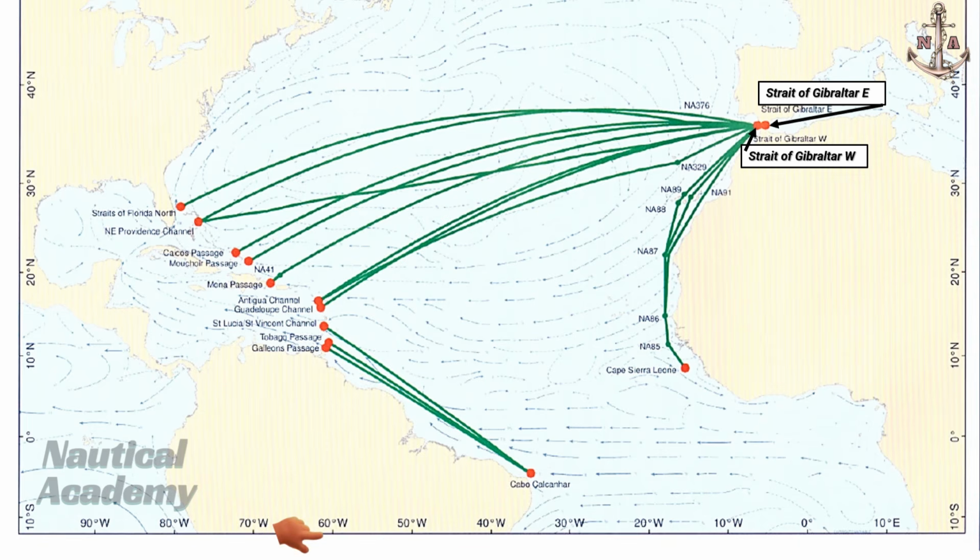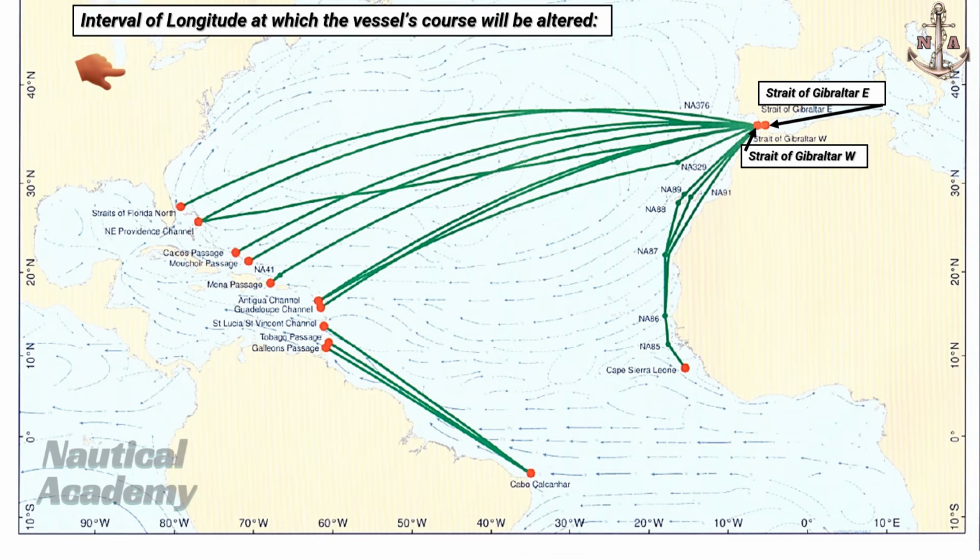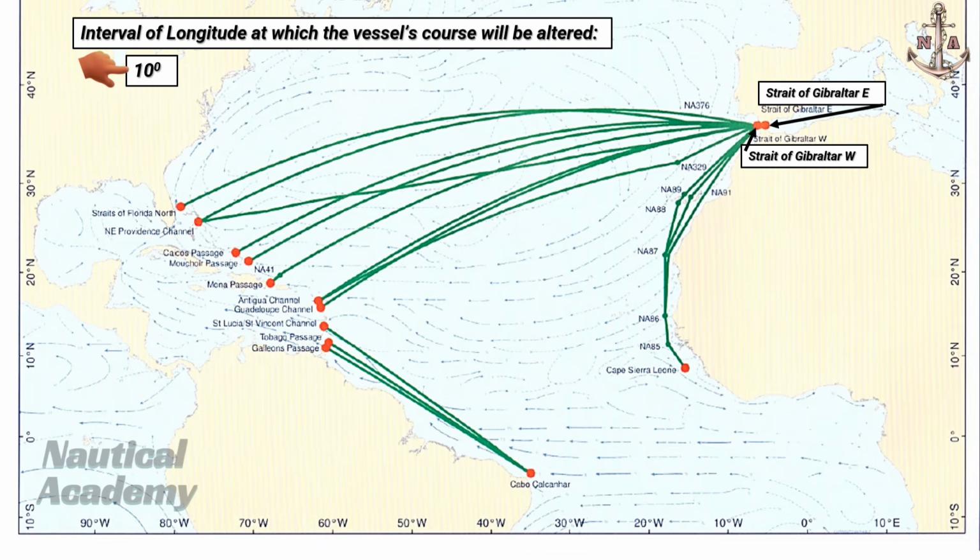To do this, we first need to decide the interval of longitude at which the vessel's course will be altered. This interval may be set at 10 degrees, 15 degrees, or 20 degrees of longitude. A 10-degree interval will result in more waypoints and more frequent course alterations, while a 20-degree interval will result in fewer waypoints. In this scenario, I will use a 15-degree interval for the course alterations.